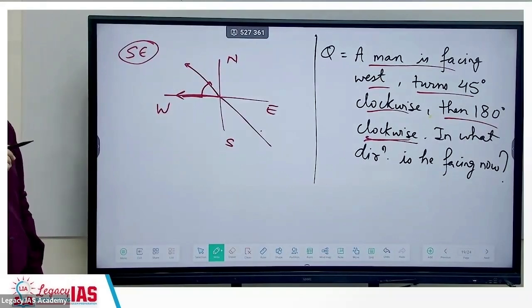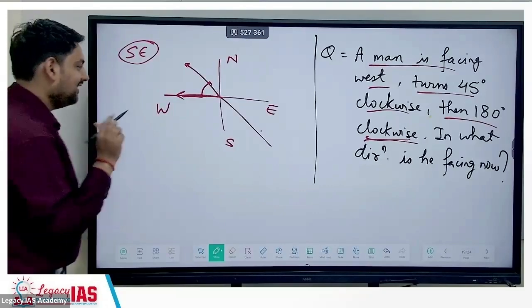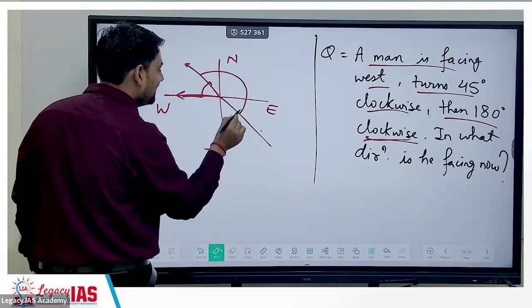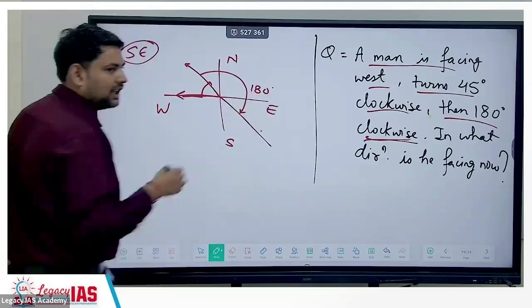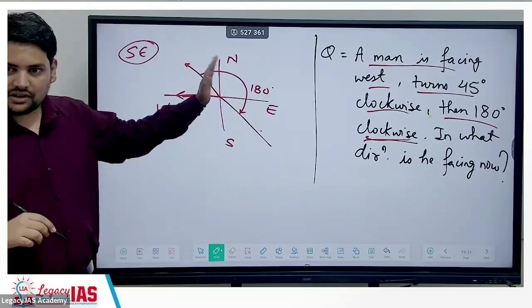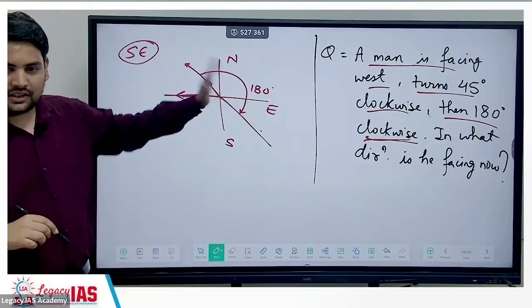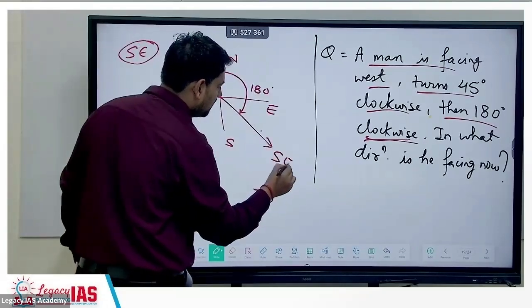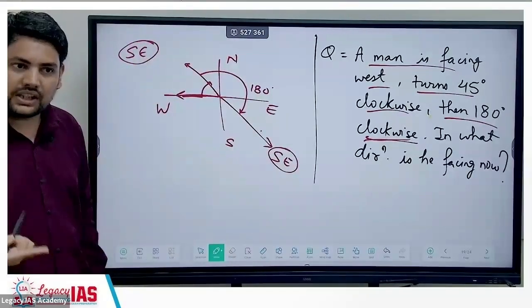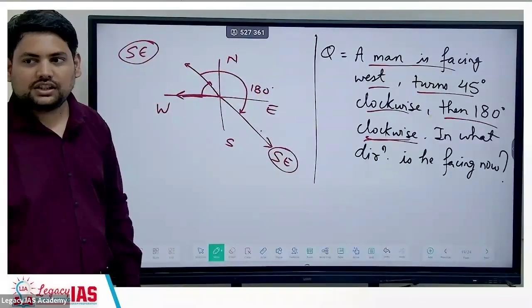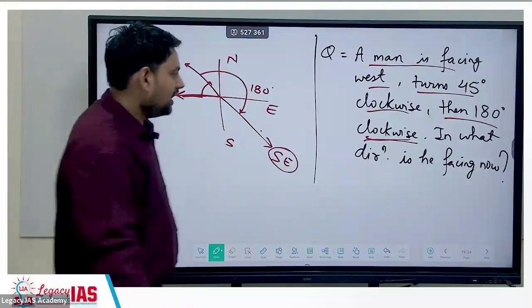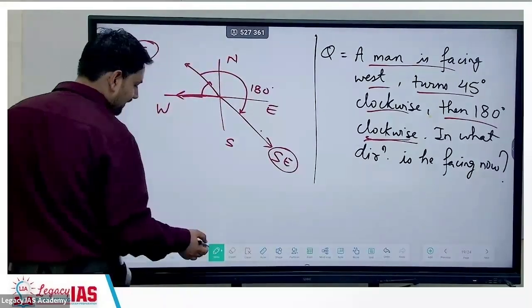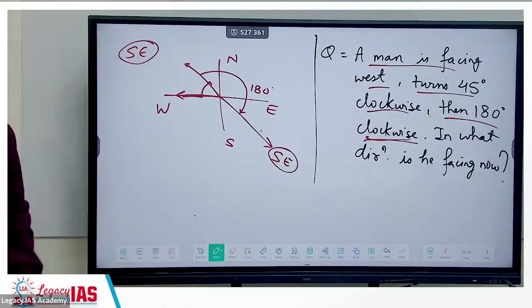This you know. Okay, wait, I'll tell you about the angles also. So 180 degrees is something like this. You have to go here. Correct? Opposite. Where do you reach? This is southeast. So where is he facing now? He's facing southeast. I think some people don't know about angles. Wait, we'll see.